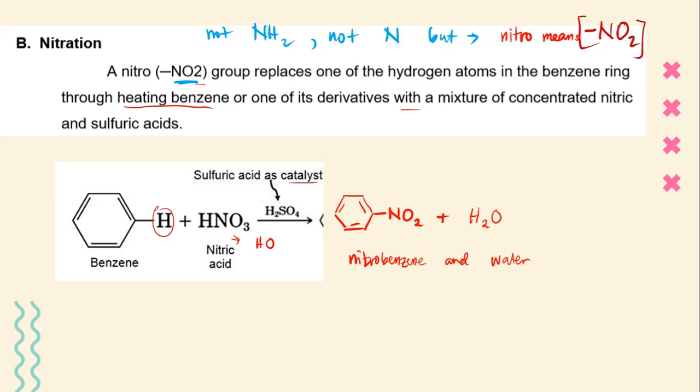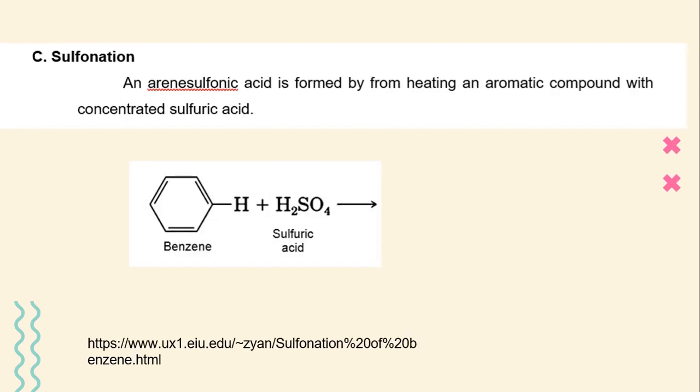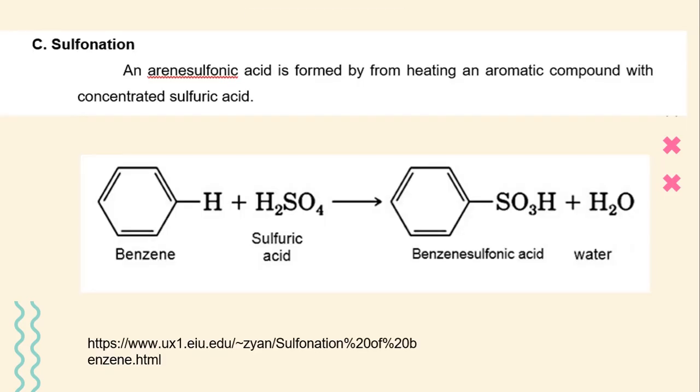We have halogenation, we have nitration, we also have sulfonation. Sulfonation forms arene sulfonic acid, which is formed by heating an aromatic compound with concentrated sulfuric acid. So this time, you can form a sulfonic acid arene. So let's not go complicatedly. It forms your SO3H, this is sulfonic acid.